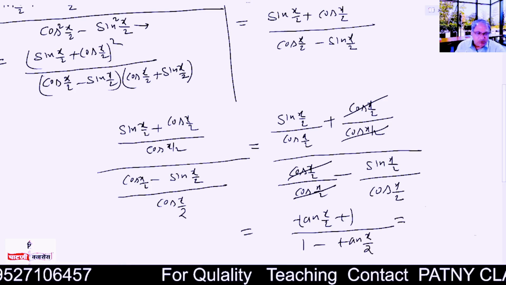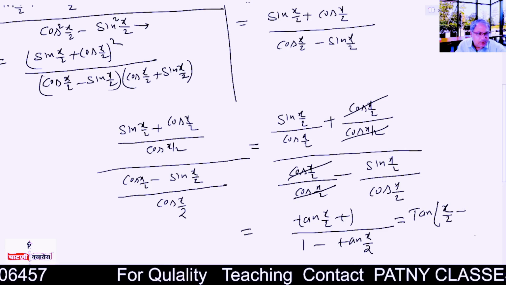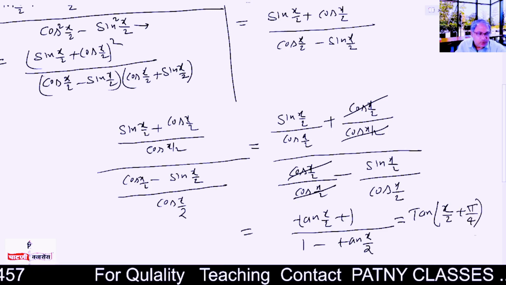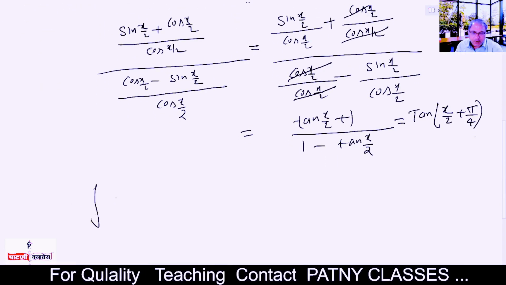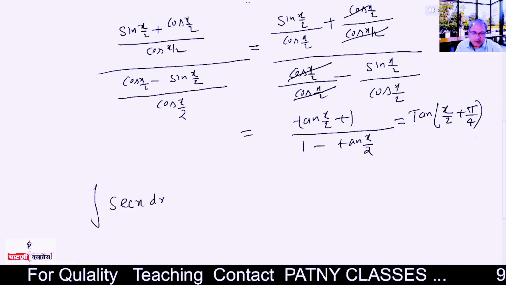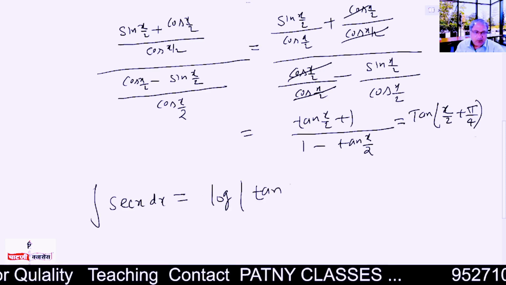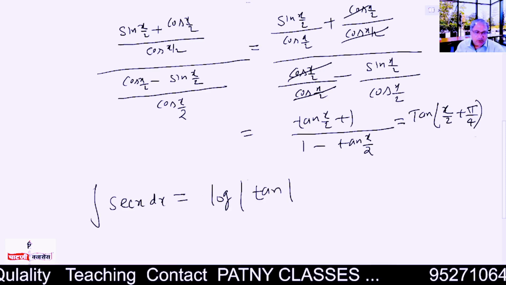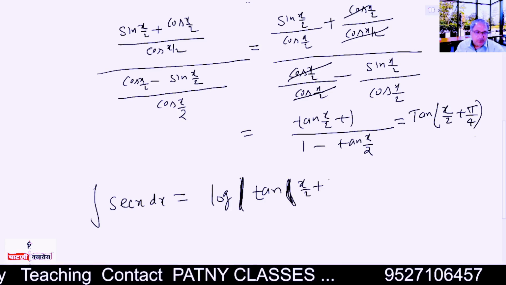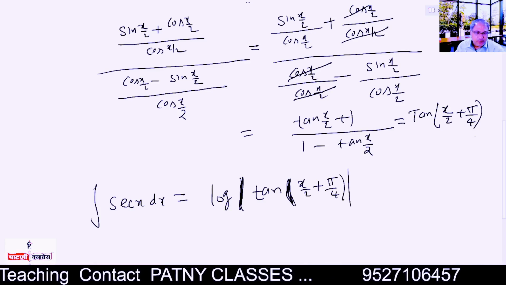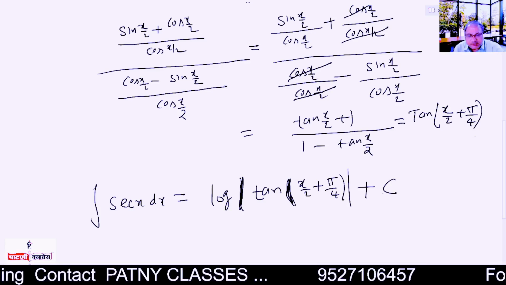This is a trigonometric identity, this equals tan of x by 2 plus pi by 4. Therefore, integration of sec x with respect to x also equals log of modulus of tan of x by 2 plus pi by 4 plus c. This is another form of integration of sec x.